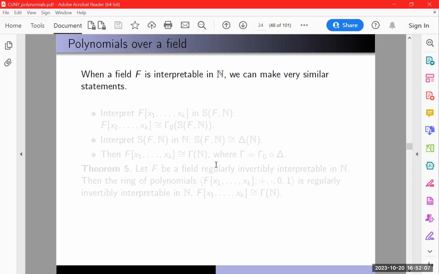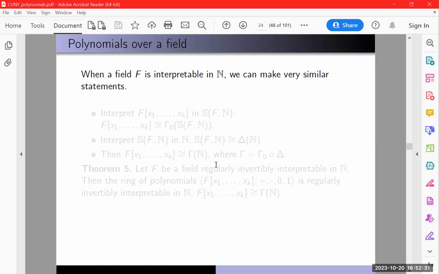Okay, so before moving on, let me briefly talk about the case of polynomials over a field. So let me actually check the time. Oh, do I have 50 minutes or 60? Okay, 60 or 70? Okay, so all right.